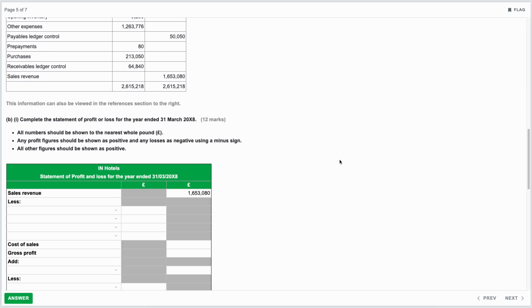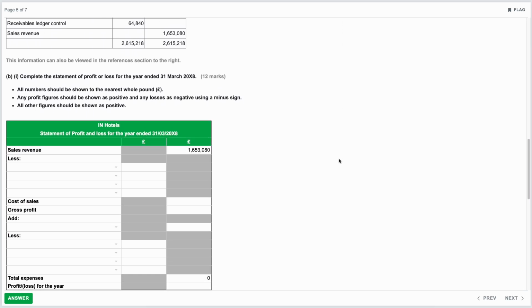So let's scroll down. Part B then, complete the statement of profit or loss for the year ended the 31st of March 20x8. All numbers should be shown to the nearest whole pound. Any profit figures should be shown as a positive and any losses as a negative using a minus sign. All other figures should be shown as positive. And this is worth 12 marks, so this is worth a lot.